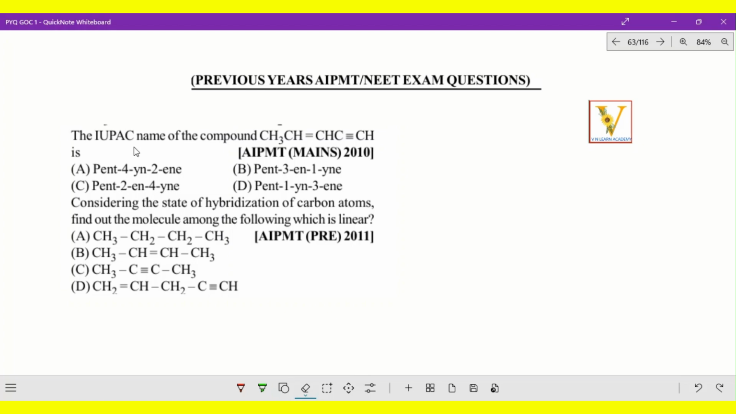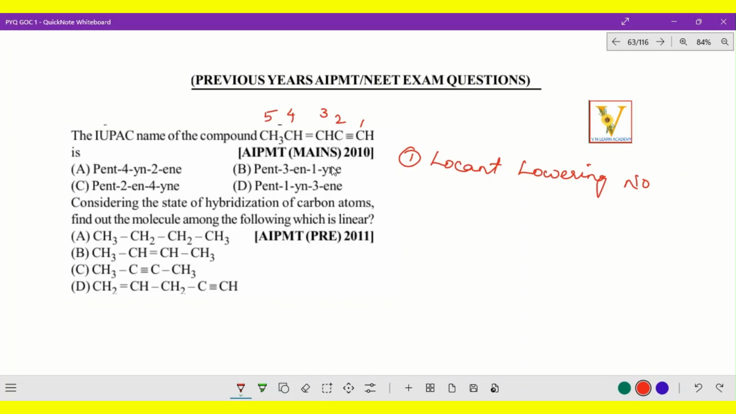The next question: IUPAC name of the compound CH3 CH double bond CH C triple bond CH. Which is the correct option? Before finding the option, I will mention two main points to note down. The first one is locant lowering number. The number starts from 1, 2, 3, 4, and 5.